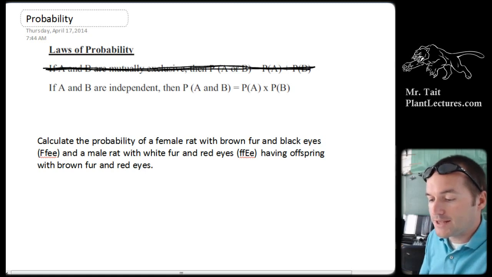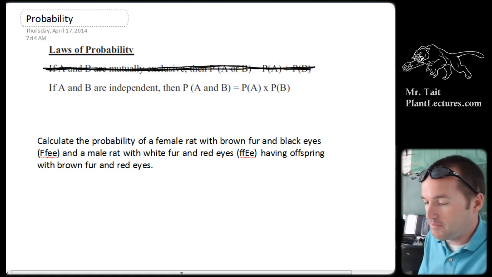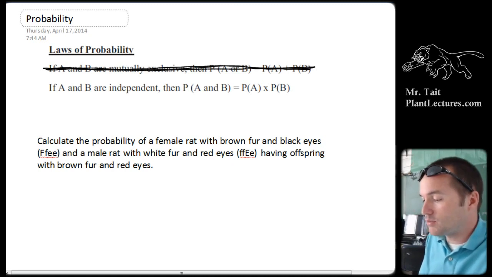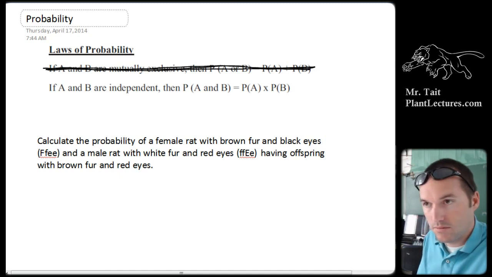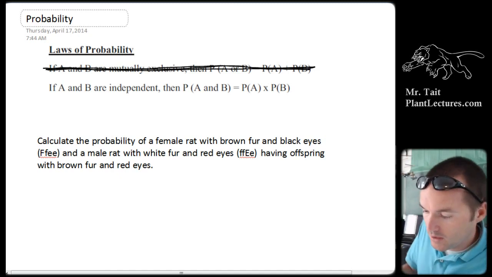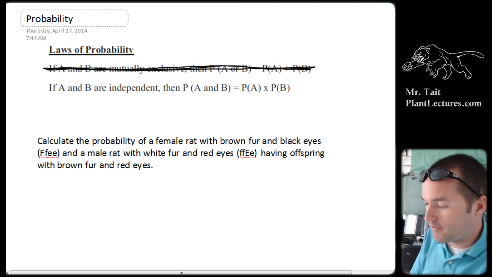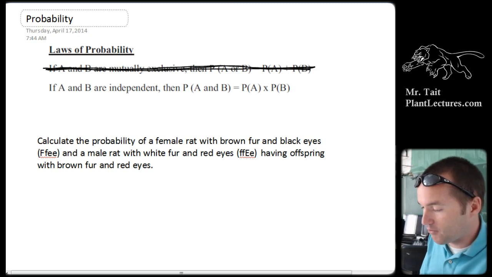So the next one that you'll need to use, though, is if A and B are independent, then the probability of A and B both happening is equal to the product of the probability of A times the probability of B. Okay? So calculate the probability of a female rat with brown fur and black eyes and a male rat with white fur and red eyes having offspring with brown fur and red eyes.